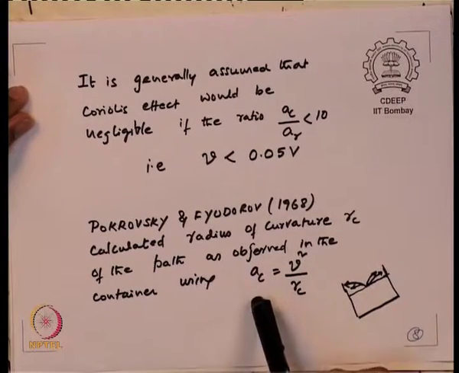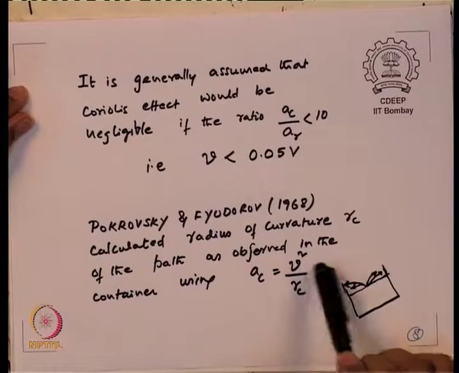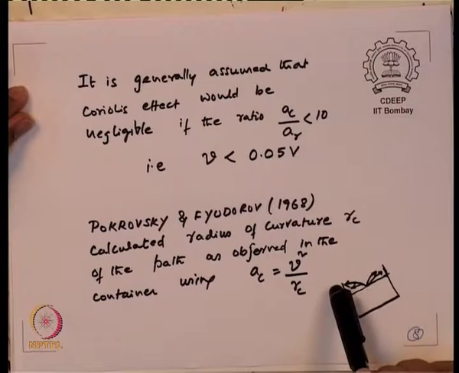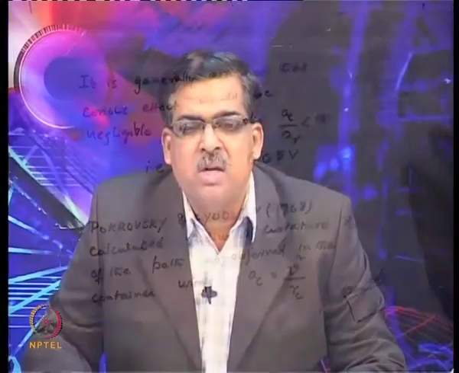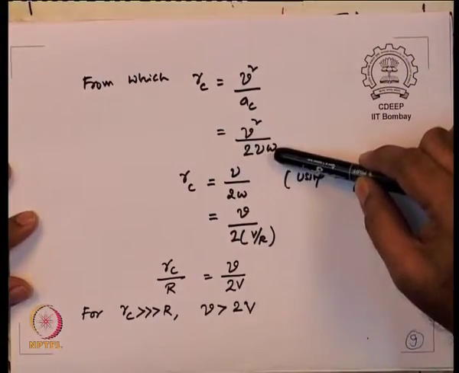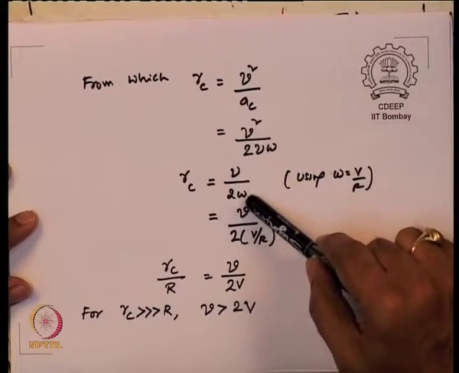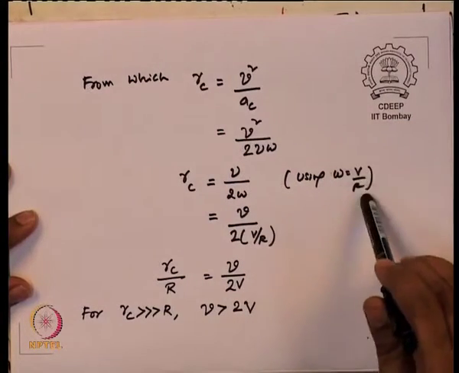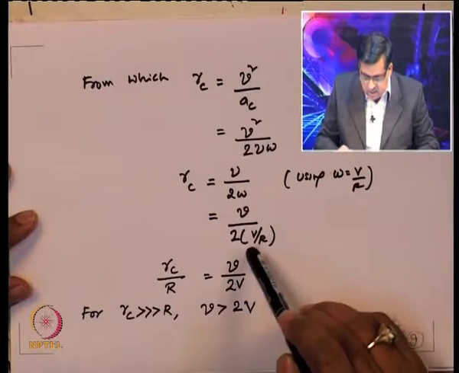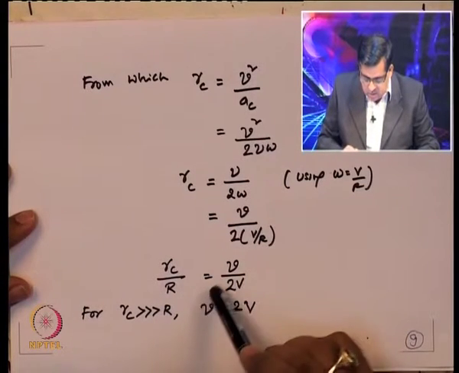They are saying that Coriolis acceleration is given by v square by Rc. v is the velocity with which the particle is being thrown out, and Rc is nothing but the radius of curvature. So they try to compare the radius of curvature subtended by the particles with the radius of rotation of the model, from which they have deduced that Rc is equal to v square by Ac, and by substituting Ac as 2v omega, we get Rc is equal to v by 2 omega. So using omega is equal to V by Re, we get Rc by Re is equal to v by 2V.